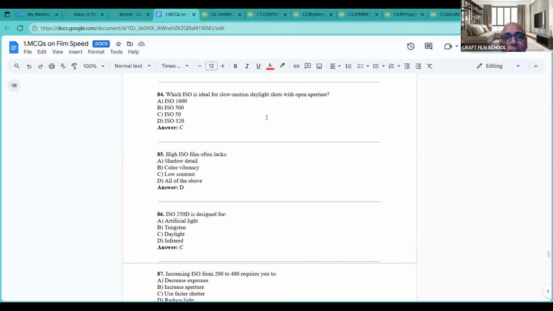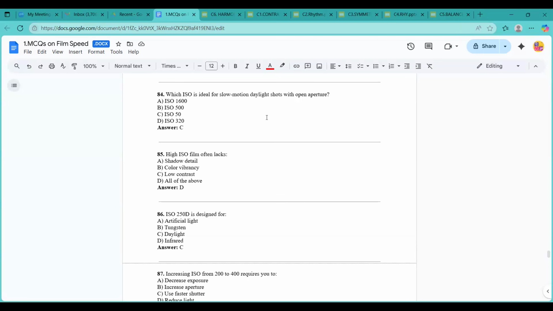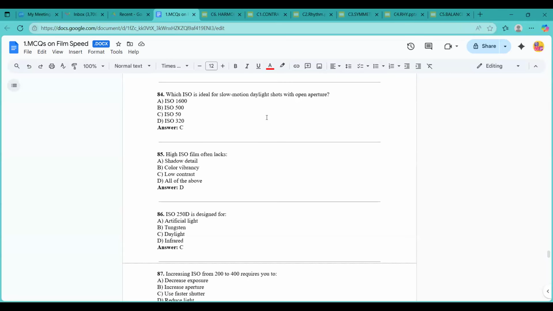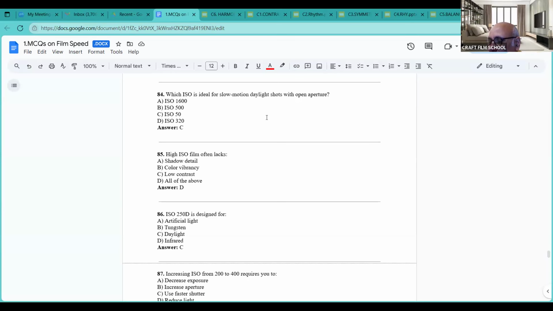See, the question is which ISO is ideal for a slow motion daylight shot with an open aperture. Open aperture means I am shooting at f2.8 or whatever opening I have, for example. Which means I am not shooting at f11 or f16. Outdoors, normally people shoot at what aperture? f11 or f16, right? It's too bright. When we shoot at 11 and 16, you have a 100 ASA film, correct? If your film is 100 ASA, you shoot at f11 or f16. Are you getting my point?